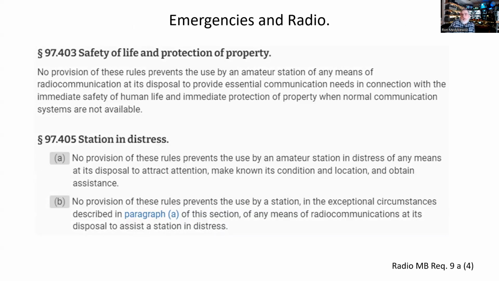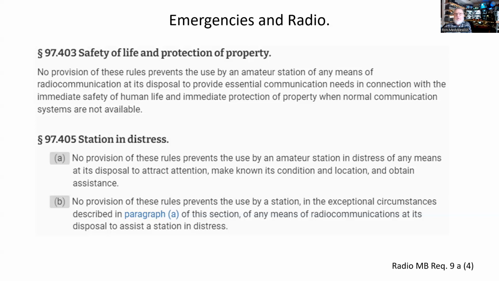Okay, finally, we want to talk about emergencies in radio. This is directly out of Part 97 of the Federal Communications Commission rules for the amateur radio service. Basically, it says that you can use any means possible with your station to draw attention in times of emergency when there is a threat to the immediate safety of human life and immediate protection of property.